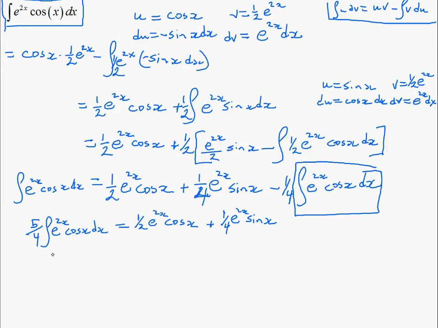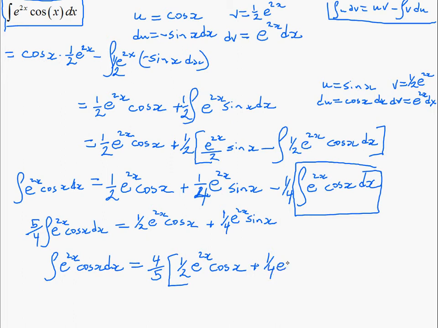Now we just need to get rid of the coefficient there, and we find that the integral of e to the 2x cosine x dx is equal to 4 over 5 times everything on the right hand side: 1/2 e to the 2x cosine x plus a quarter e to the 2x sine of x.